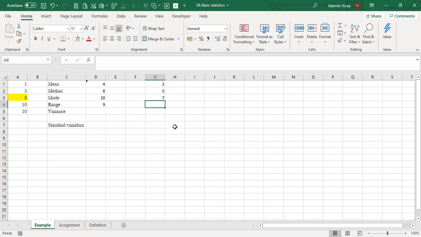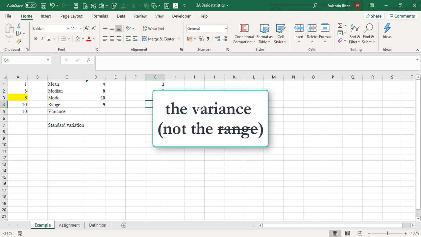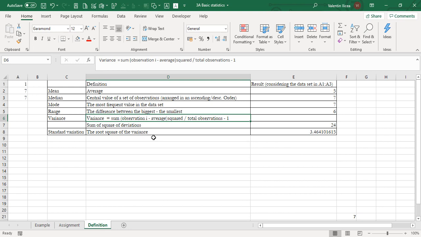All right, and now the way to calculate the variance is to do a step-by-step calculation, and we have the formula in the definition tab. So we want to subtract from the value. Here the observation i is the first observation, so it is the first value, in our case 2. We want to subtract the average, square that difference, and then sum all these observation minus average squared. Then we will do a division, and then we will be done.